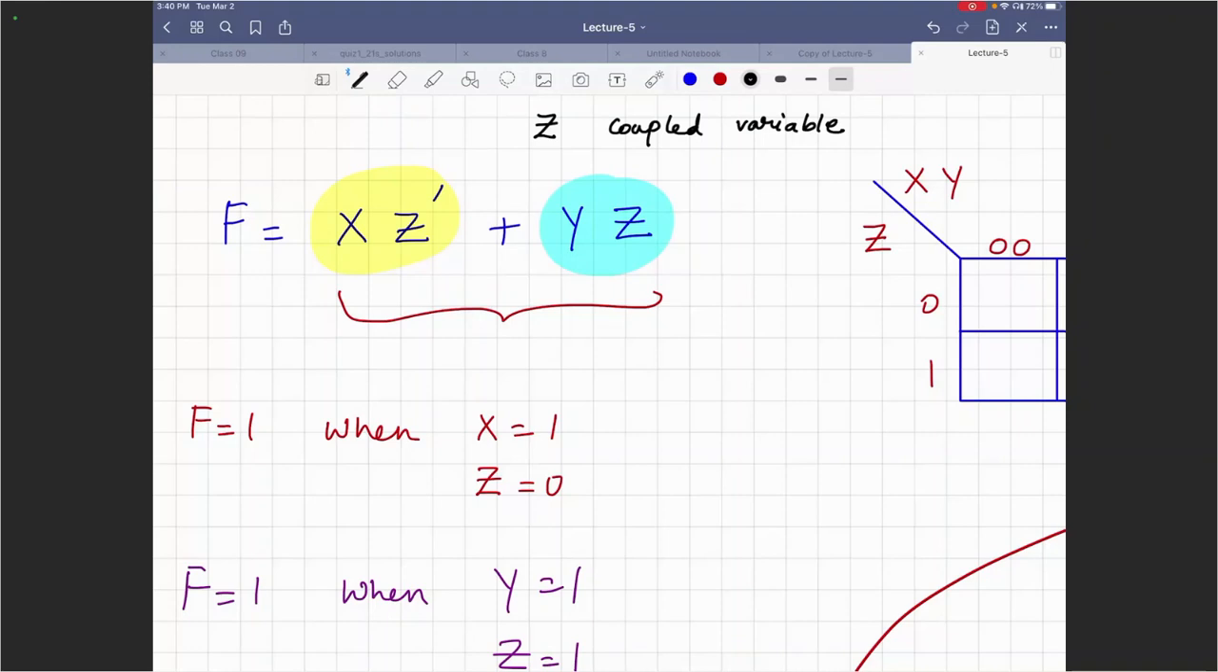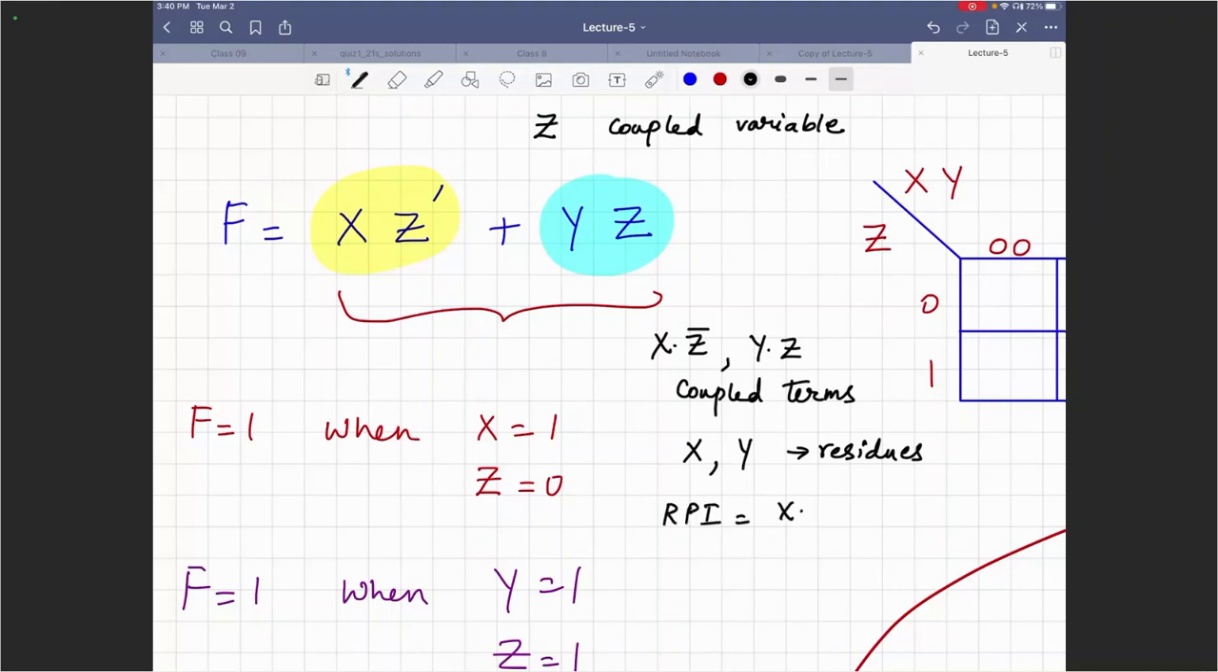That, both of them, X and Z complement, Y and Z. Both of them were coupled terms. What was the residue? X, Y, residues. How about the RPI? X and Y. There you go.